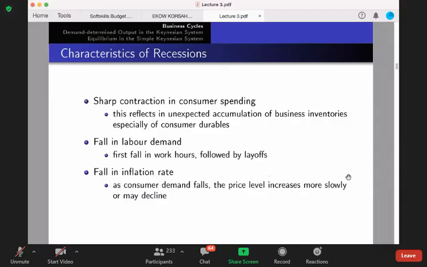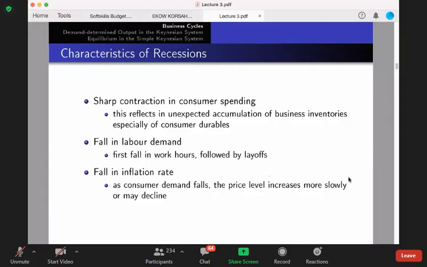And this reflects in an unexpected accumulation of business inventories, especially of consumer goods. You see that when you go to the stores of firms, a lot of goods are stuck in there. And they can only produce more if their stores, where they keep their goods, are getting empty. That is only when they can produce.